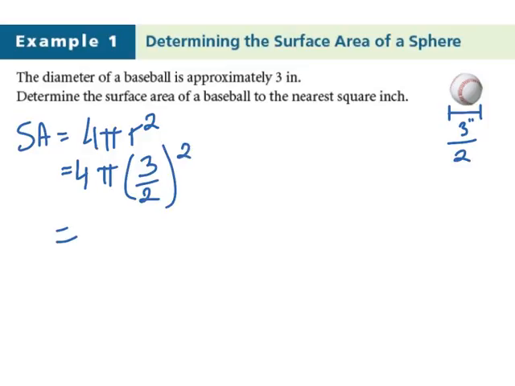And our answer on the calculator, rounded off to the nearest inch, is 28, in this case, inches squared. That is the surface area of the baseball.